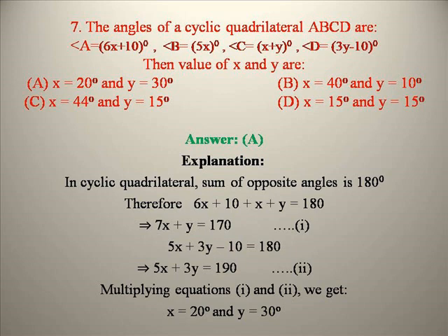As you know, the cyclic quadrilateral has opposite angle sum of 180 degrees. So angle A plus angle C will be 180, angle B plus angle D will be 180. After doing this, you will get the two equations, 7x plus y equals 170 and 5x plus 3y equals 190. Now we can solve it and you will get x equals 20 degrees and y equals 30 degrees. So option A is your correct answer.